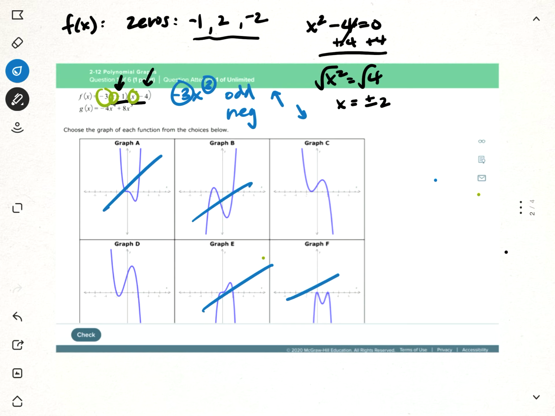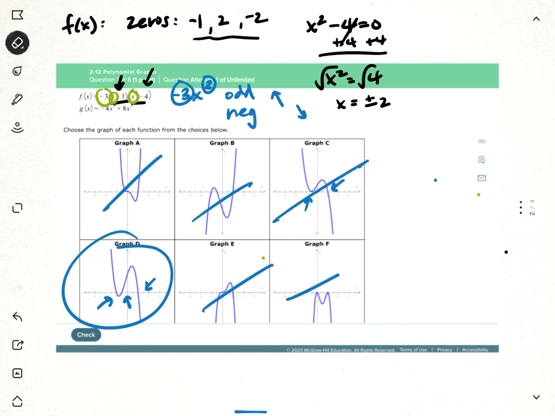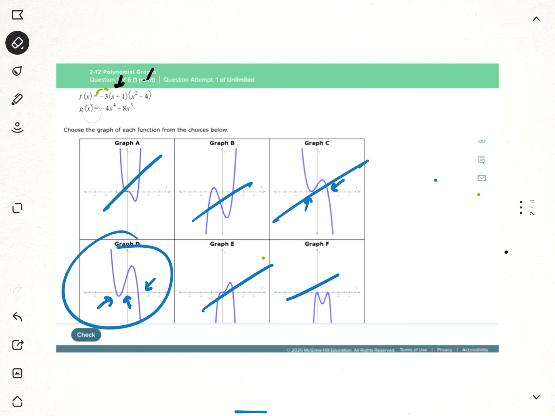Of these two, we have to determine which one fits the zeros. This one has 3 zeros at negative 1, at positive 2, and at negative 2. So we know that graph D would be the correct selection for this one. Also, if you look at this one, we have a zero at positive 2 and a zero at negative 1, but we don't have that other zero at negative 2, so we know this one is out. So our selection for f of x would be graph D. Okay, let's erase this and try the next one.